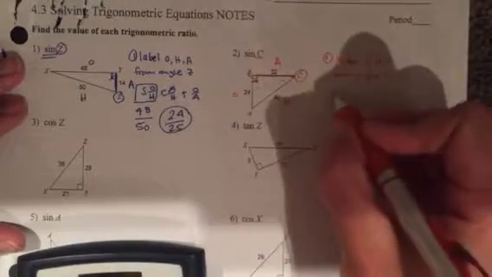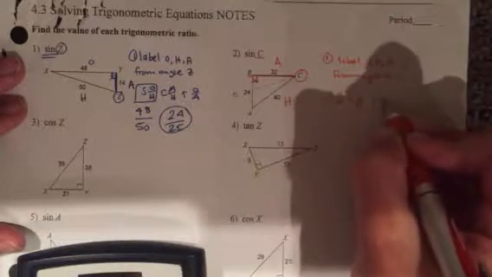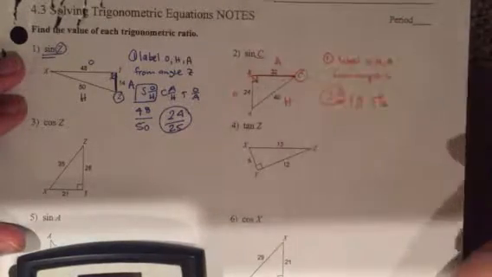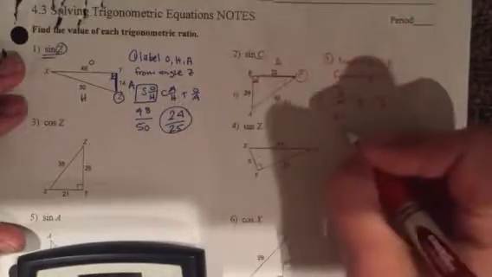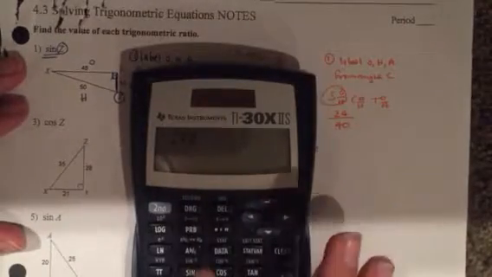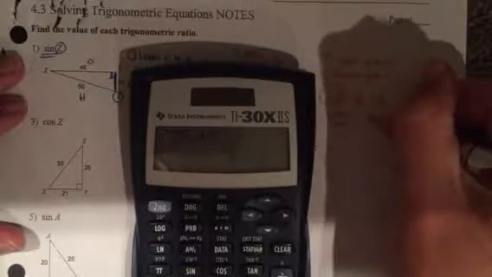Because it is sine, we are using SOH, which means we have O over H, and we reduce that. 24 divided by 40 reduces to 3/5.